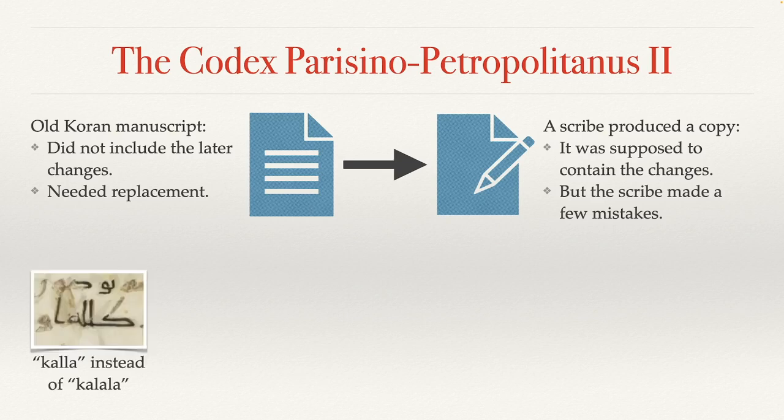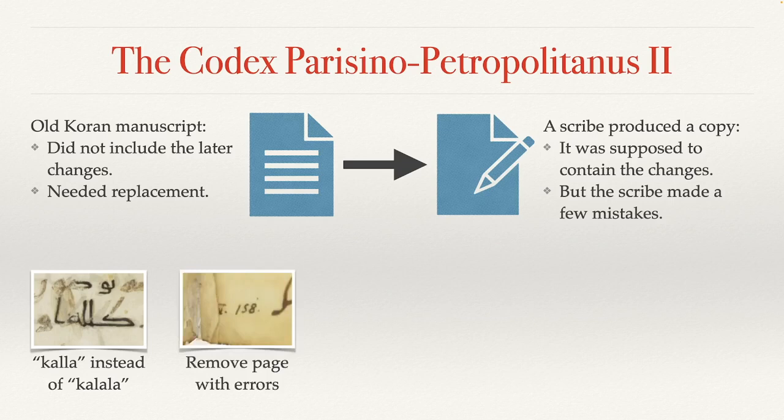In Surah 4:12, the scribe didn't pay attention and copied the word kala from his template, forgetting that after the changes it was supposed to be kalala. But this was a minor error, and he could somewhat fix the issue by adding a second lam and redrawing the kaf. But when copying the folio with the last verses of Surah 4, he forgot that he had to add the new verse 176. He faithfully copied the old manuscript line by line. Only then did he realize that he made a mistake and he had to remove an entire page.